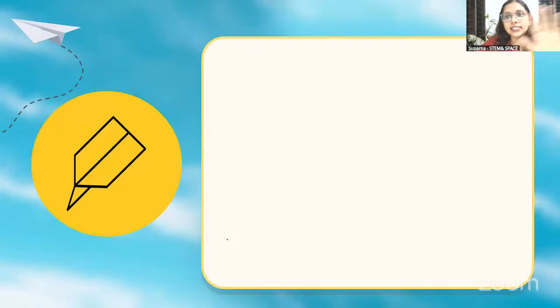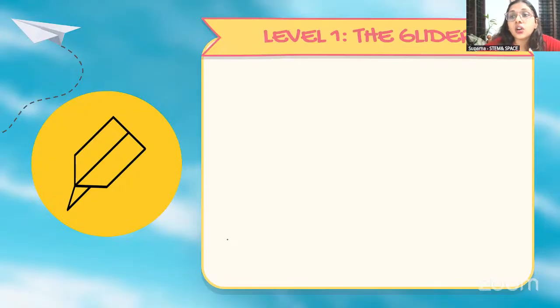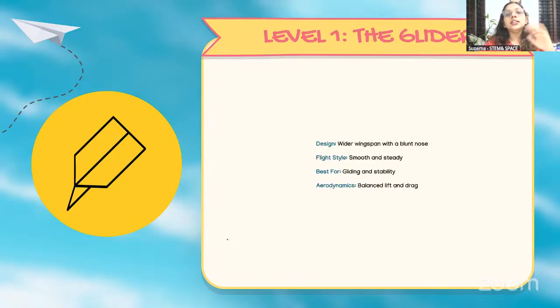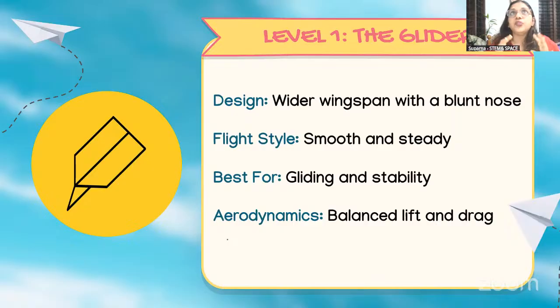But before that, let's understand a little bit about the first type of plane which we are creating, which is called a glider. The glider's design is very different from the normal airplanes we see. It has huge wings, and the nose, the front side of the glider, is blunt, which means it's not pointy, it is a little rounded. It is created for a smooth and steady flight.